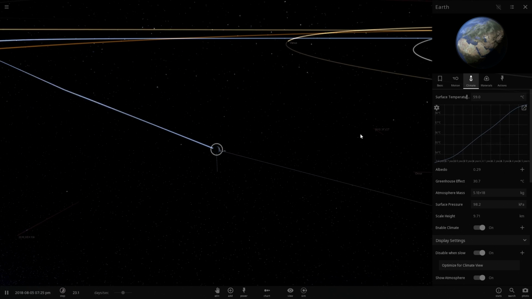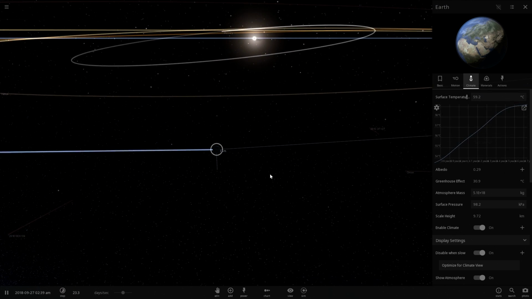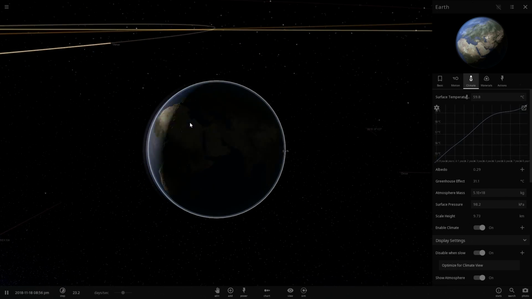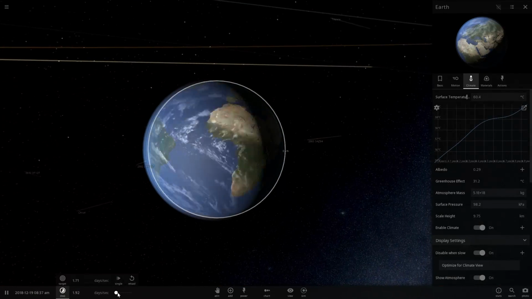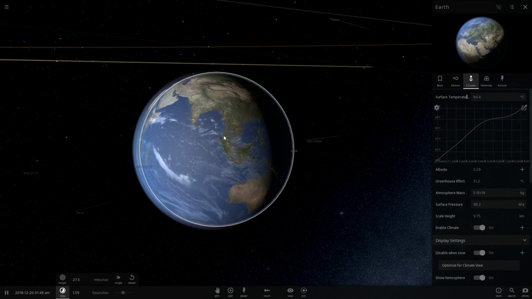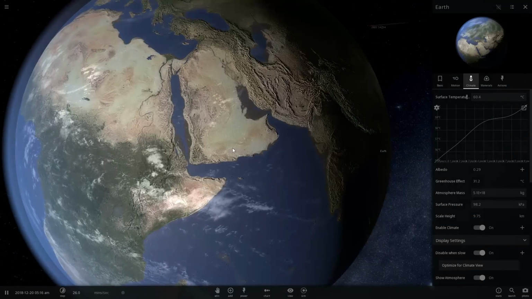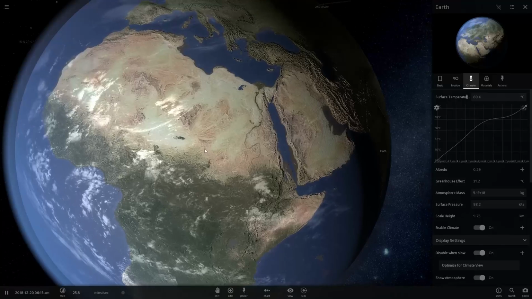It's basically something like 40 degrees above what it used to be. And if we look at the surface, it's kind of getting dry and hot. So no snow caps anywhere anymore. The sea level has probably covered most of the areas that used to not have sea in them.